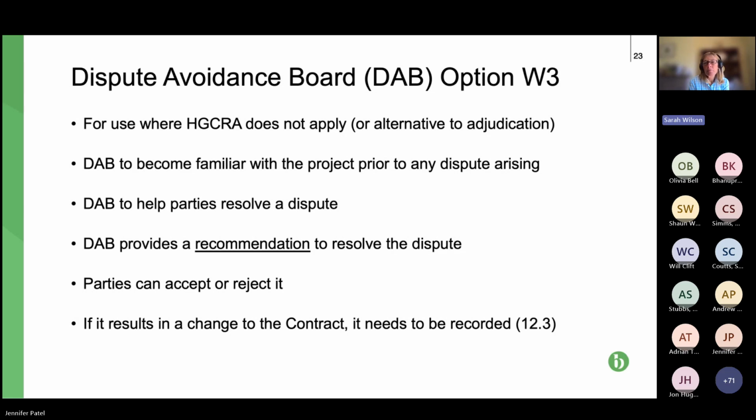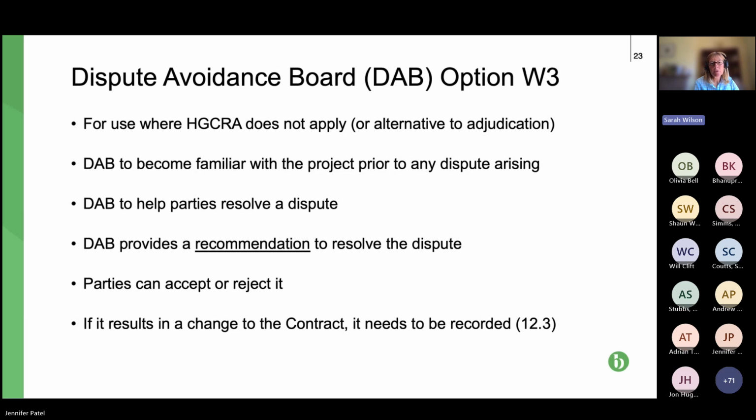Yeah, so option W3. I'm going to skim through this because generally it is for use where the Housing Grants Act doesn't apply. So it's a new option, it's W3, and it's a dispute avoidance board. Another reason I'm skimming it is that I think it will only be used on pretty large projects. And you probably will recognise this because we do have them in other projects.